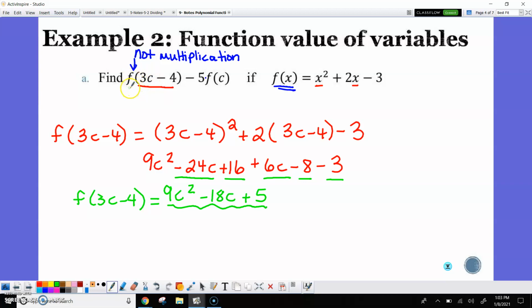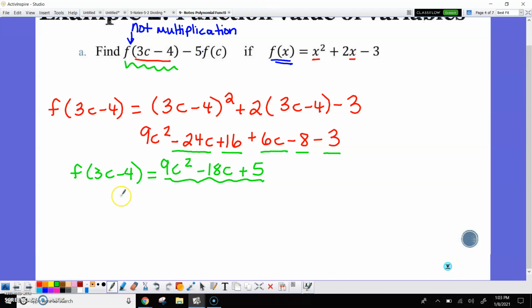Now we don't want just f of 3c minus 4. We want f of 3c minus 4 minus 5 times f of c. So that's the next piece that we're going to do. We'll do negative 5 f of c. So I have a negative 5 that I'm going to multiply, and f of c just means instead of x's, just replace them with c's.